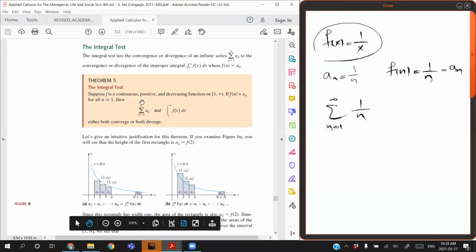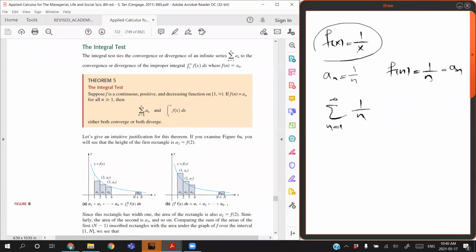So suppose f is a continuous, positive, and decreasing function from 1 to infinity. If f of n is equal to a_n for all n greater than or equal to 1, then this series here and this improper integral either both converge or both diverge. That is, if the improper integral diverges, then so does the series. If the improper integral converges, then so does the series.